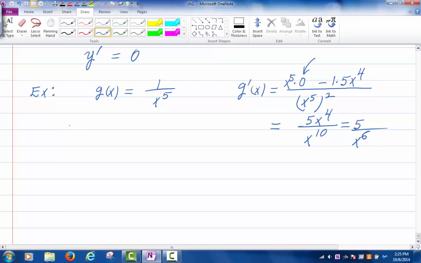Notice that instead of doing that, you could have said g of x is x to the negative 5, and then g prime of x is negative 5 x to the what? Negative 5 minus 1, right? Which is negative 6. And hey, what happened to my negative? There is a negative here, right? Subtract. Yeah. So this would be negative 5 over x to the 6. So you get the same answer, but I would prefer the second one, because the first one you have to do a little bit more work, I think. Okay.